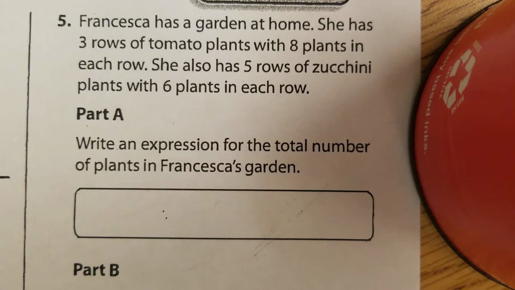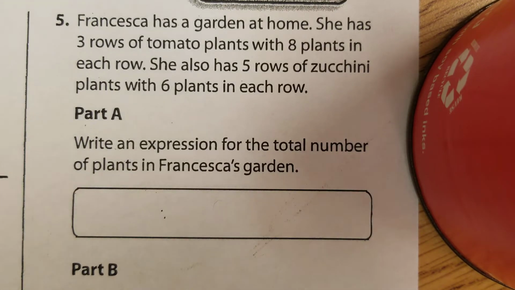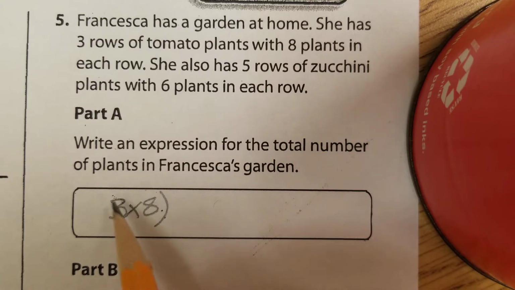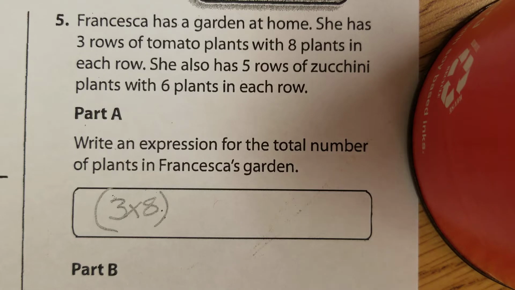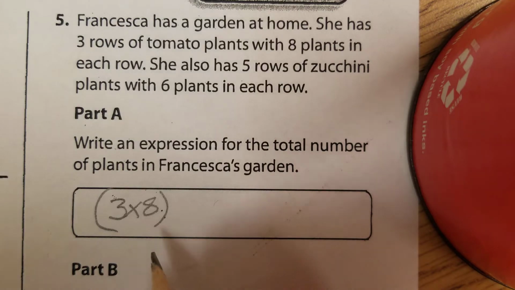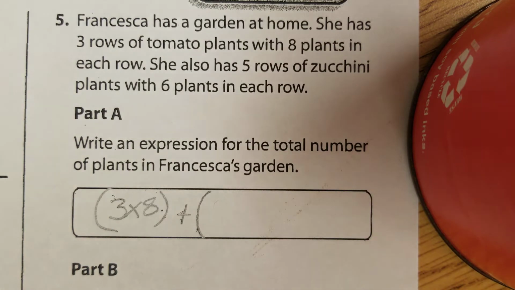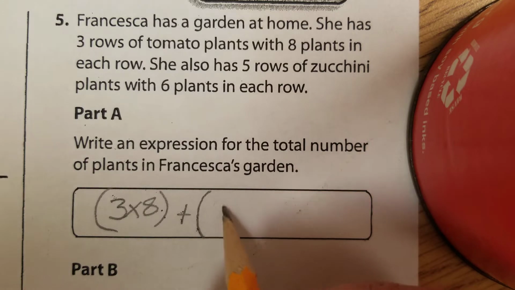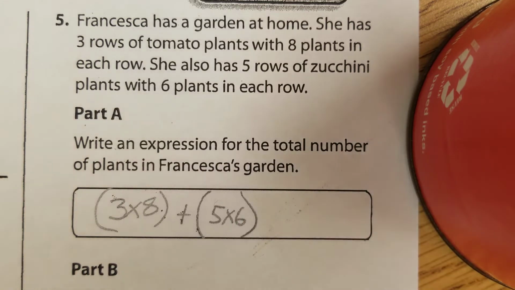Francesca has a garden at home. She has 3 rows of tomato plants with 8 plants in each row. She also has 5 rows of zucchini plants with 6 plants in each row. Write an expression for the total number of plants. All right, what do they give us first? They gave us 3 rows of tomato plants, and each row has 8 plants in it. So to find the total, we have to take 8 times 3. That would be our tomato plants. Then we have to find the zucchini plants, so we have to add, and the zucchini plants are 5 rows of 6. So 5 times 6. That is our expression. That's the total number of plants.